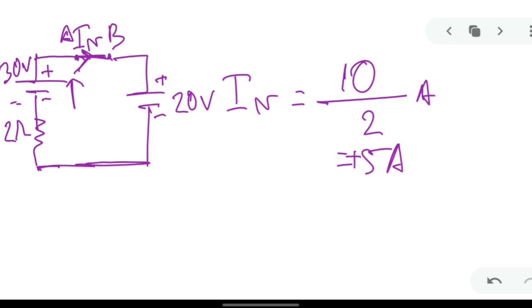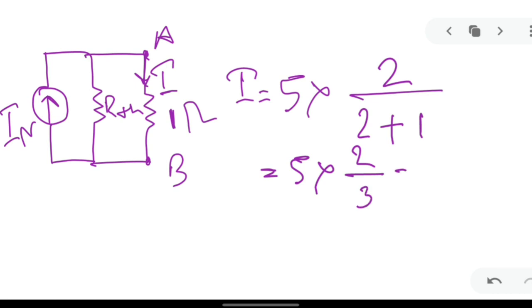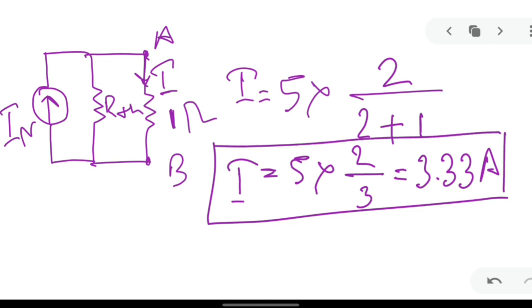What is IN? IN is 5 into what is RTH? RTH is 2. So in the upper portion, the current we calculate, the resistance is in parallel with it. Okay, so it is RTH, and again the parallel resistance, and then finally the current passes through what resistance? It is 1. It is easy. 5 into 2/3, you can calculate it. 10/3, it is 3.33 ampere, and here is the current through 1 ohm resistance by Norton's theorem.